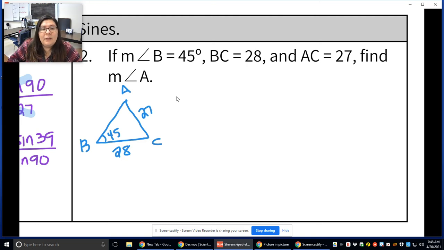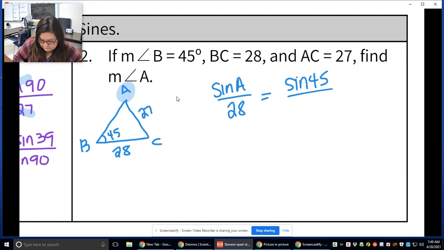They want us to find the measure of angle A, this angle here. So good thing, law of sines, I need opposite angle and sides. I already have that here. Since I'm solving for angle A, I'm going to start writing my proportions with that. So sine of A over, now I go to its opposite side, 28, is equal to sine of 45 degrees. I go to that one's opposite side, and that's 27.